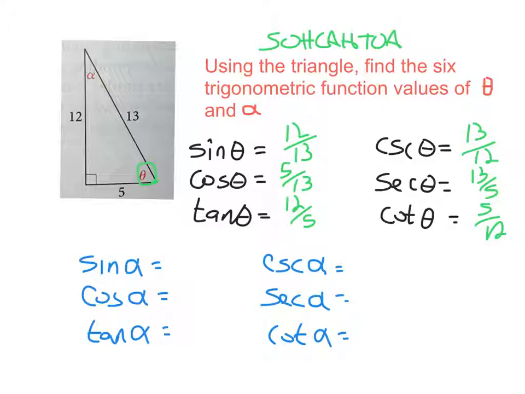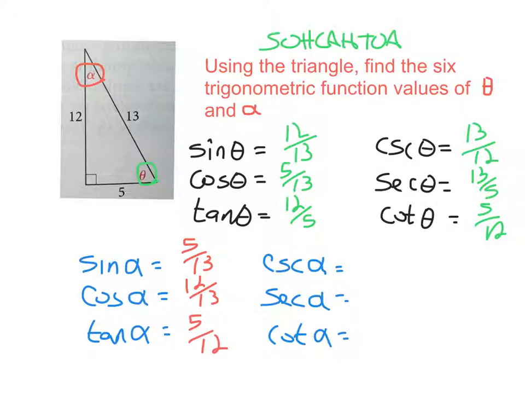Sine of alpha. Alpha's up here. So sine, remember, is opposite over hypotenuse. So opposite is 5, hypotenuse is 13. Cosine is adjacent over hypotenuse. Adjacent is 12, hypotenuse is 13. Tangent is opposite over adjacent, which would be 5 over 12.